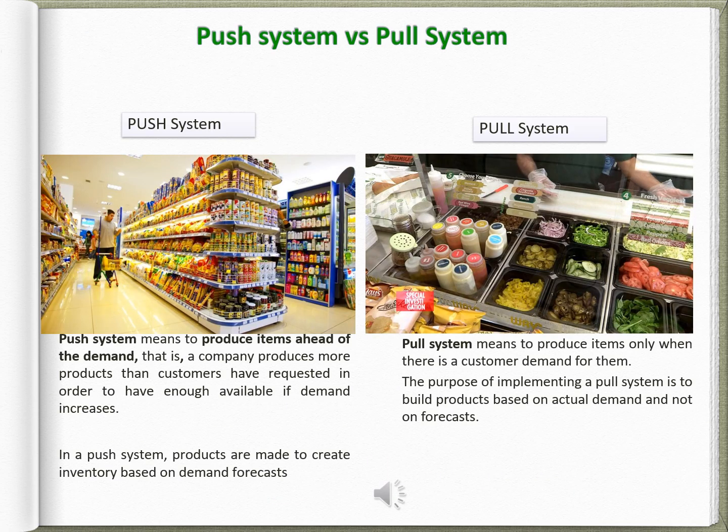Now, you can see examples of both systems. On the left, the push system means to produce items ahead of the demand. Thus, products are made to create inventory based on demand forecasts. Products like those in a supermarket are examples of a push system. On the right, the pull system means to produce items only when there is a customer demand for them. Thus, products are developed based on actual demand, rather than forecasts. A sandwich or a hamburger in a fast food restaurant is an example of a pull system.